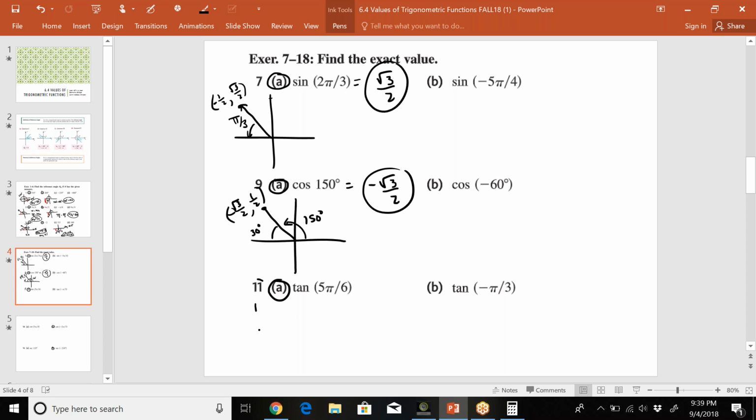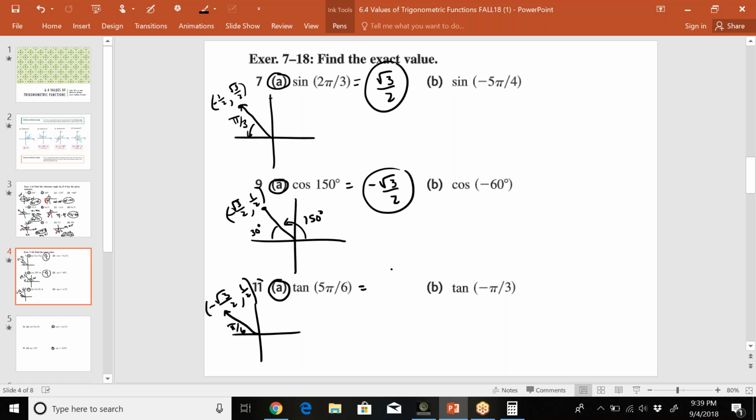And then tangent of 5 pi over 6, that's also in quad 2 because 6 pi over 6 would be pi. And that is the pi over 6 for your reference angle. So that's going to be the same thing as 30 degrees. So 150 and 5 pi over 6 are the same measurement essentially. So this is that negative square root of 3 over 2 and 1/2 again.